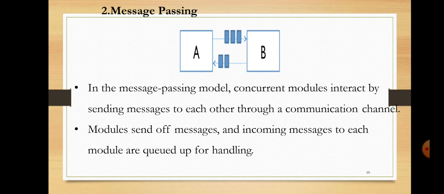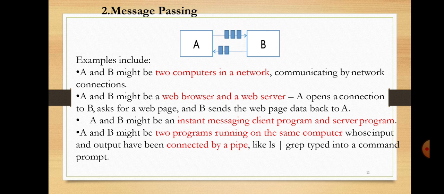In the case of message passing, concurrent modules interact by sending messages to each other through a communication channel. Modules send off messages, and incoming messages to each module are queued up for handling. So these modules can send messages, and upon receiving a message, it can be queued up for handling.